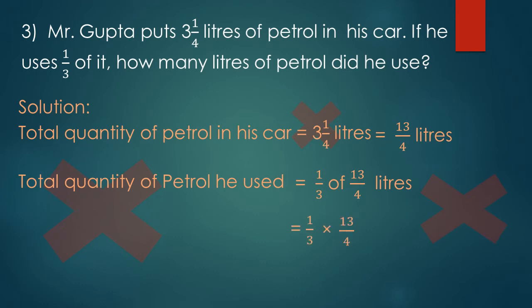Here I see the numerator and denominator are not divisible by the same number. So do the multiplication. 13 1s are 13 and 3 4s are 12. So the fraction is 13 upon 12.